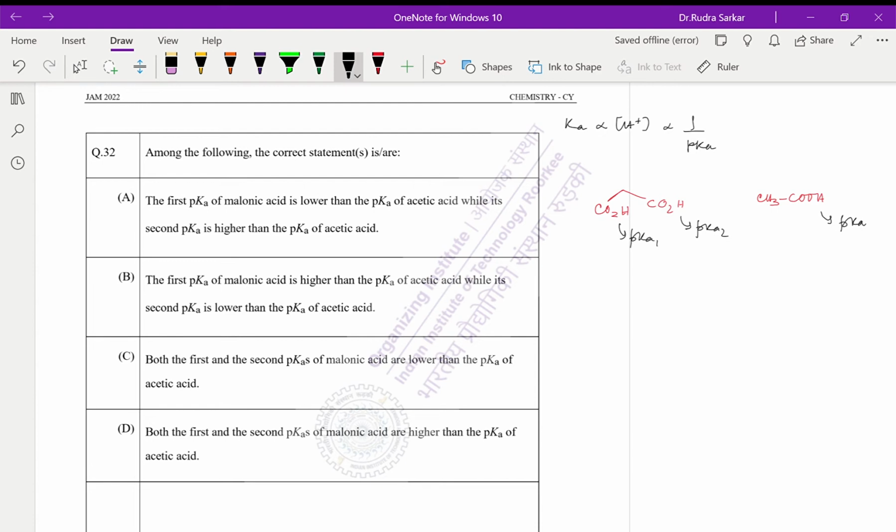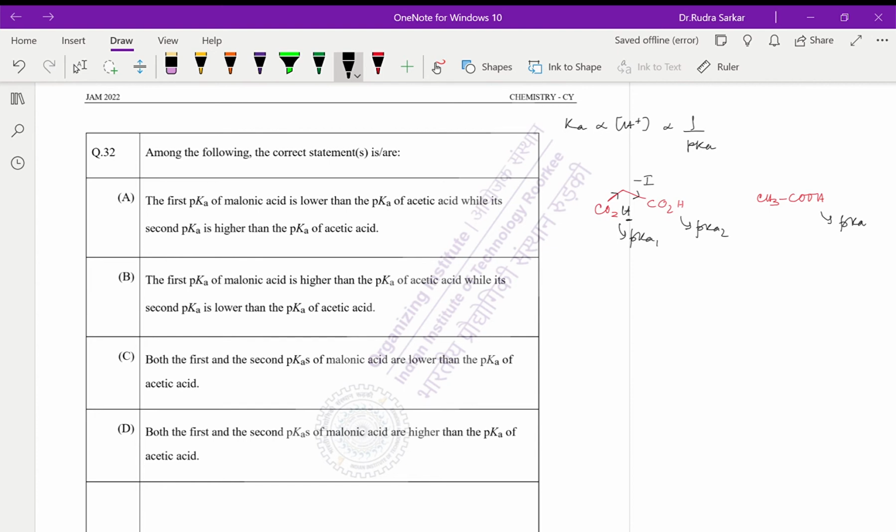Now out here pKa1 will be lower, that means this proton will be released faster because of the minus I inductive effect of the carboxylic group. That is going to help increase the acidity of this proton, that is the first proton.